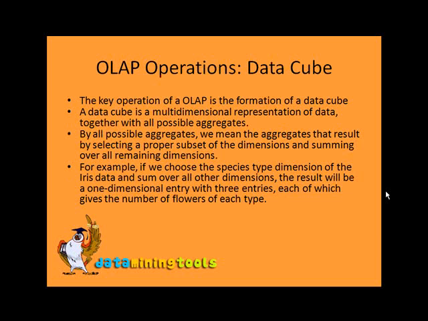The key operation of OLAP is the formation of a data cube. What is a data cube? A data cube is a multi-dimensional representation of data together with all possible aggregates. By aggregates, we mean the aggregates that result by selecting a proper set of dimensions and summing over all remaining dimensions. For example, if we choose the species type dimension of the iris data and sum over all other dimensions, the result would be a one-dimensional entry with 3 entries, each of which gives the number of flowers of each type.